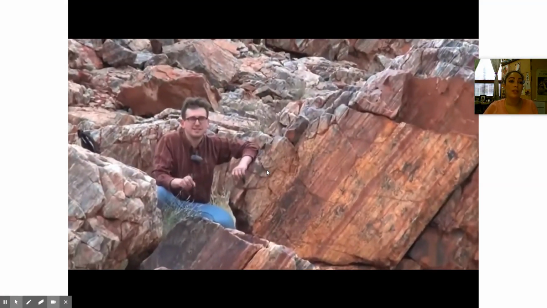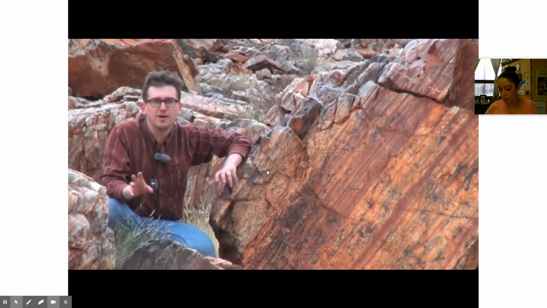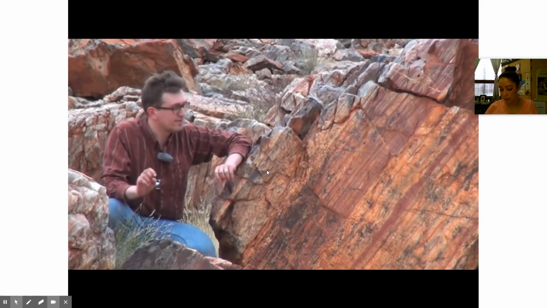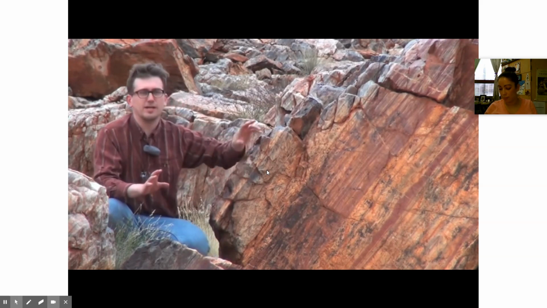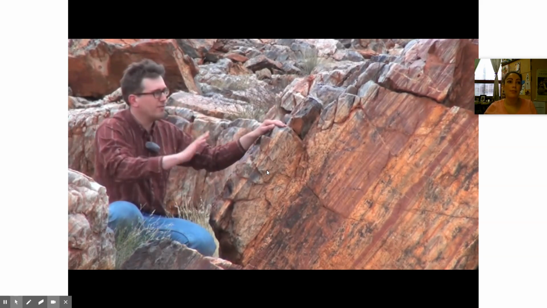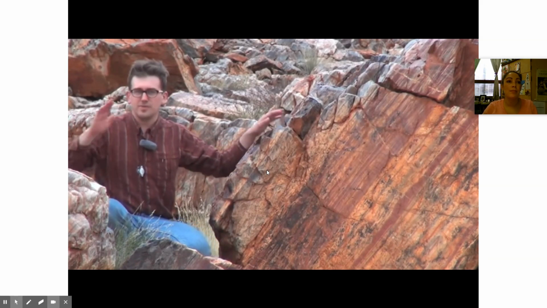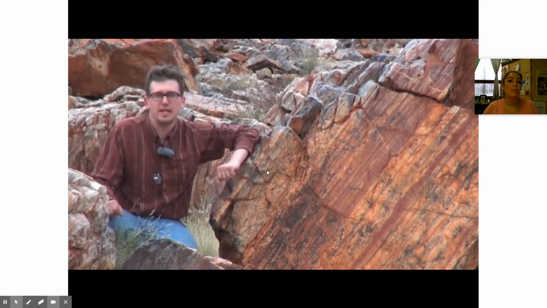I'm crouched amongst these beautiful banded rocks known as the Marble Bar. And one thing that might be the first thing for you to notice is that these bands are not horizontal, but they're inclined at quite a steep angle. And you can see that all of the bands all around in the background are inclined at that same steep angle. One of the things we'd really like to know is whether these rocks were originally sediments.